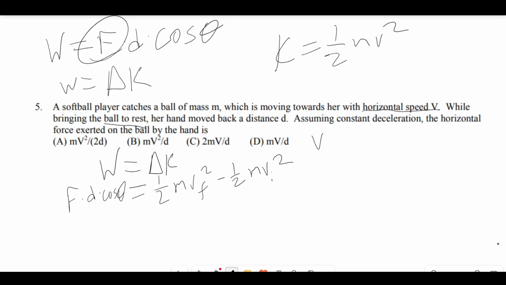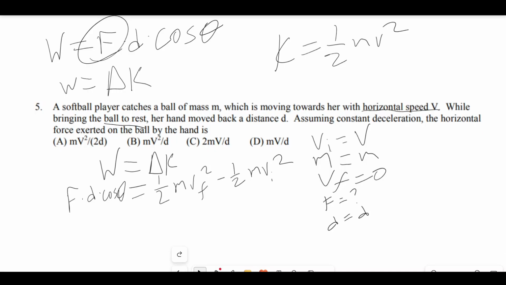So we know that v initial is going to be equal to v, because right here it says horizontal speed of v. We know that our mass is just going to be m, since it says right here ball of mass m. And then we know that v final is going to be 0, because right here it says ball to rest. And then we know that the force is what we're solving for, so force is equal to unknown. The distance is right here, moved back a distance d, so d is just going to be d. And then we need to know now what theta is.